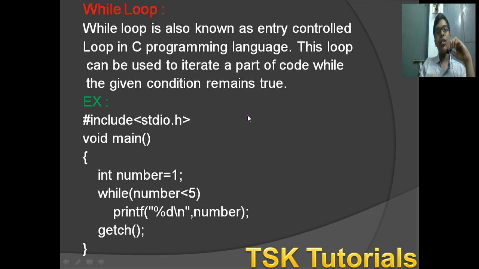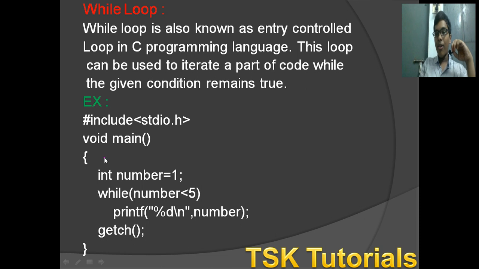For example, if I start at any mid value, say 26, I don't know how many times it will go, but I have to stop my loop when the number reaches 90. If you don't know the number of iterations, then you can go for the while loop. This loop can be used to iterate a part of code while the given condition remains true. Until this condition remains true, the code will run that many number of times. When the condition becomes false, it will terminate from the loop.